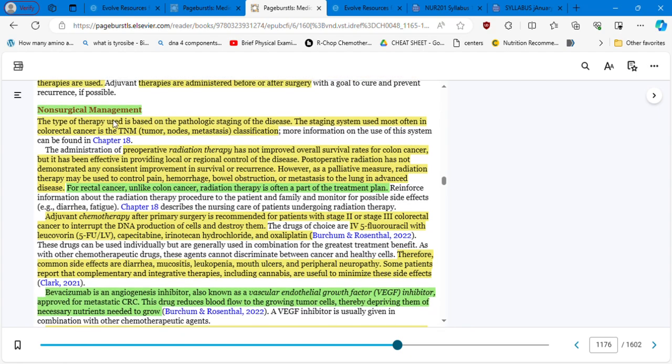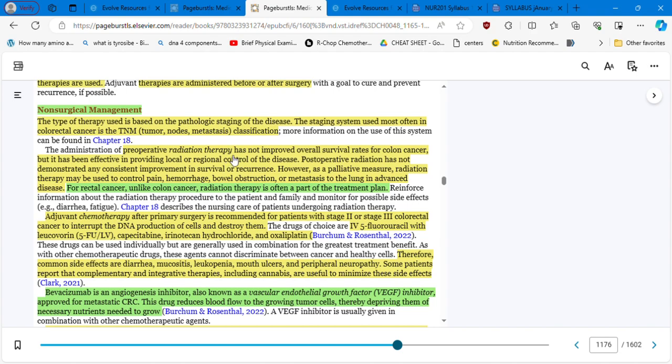Non-surgical management, the type of therapy used is based on the pathologic staging of the disease, as I just mentioned. The staging system used most often in colorectal cancer is the TNM, so it's tumor, nodes, metastasis. Tumor, stage 2, 4 lymph nodes involved, metastasized, let's say, to the liver. Okay, so that is the classification.